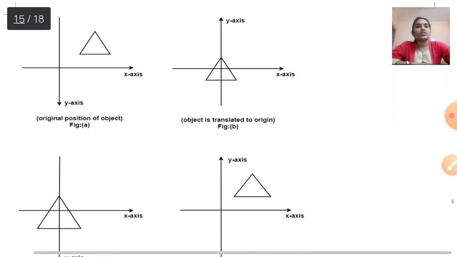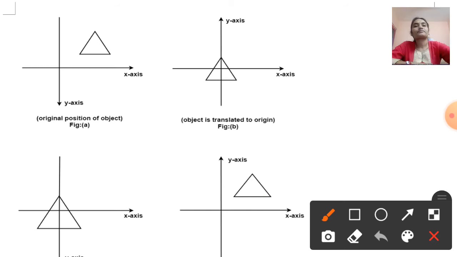So this one. In the first figure, the object is in the original position. Then in the next figure, the object is translated to the origin. That means the center point is passed to the origin point. Then in the third figure, it is enlarged. Then after that, it will again be translated to the original position.